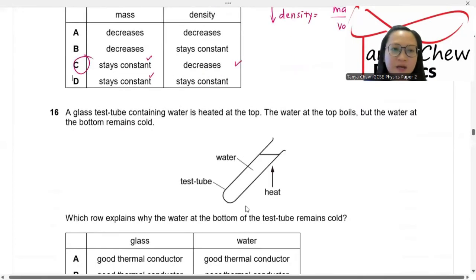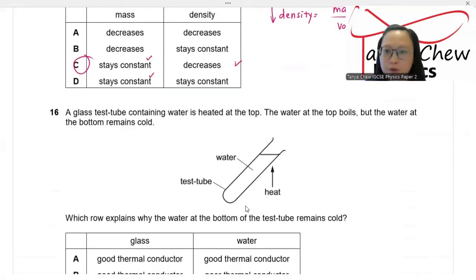Now, question number 16. A glass test tube containing water is heated at the top. The water at the top boils, but the water at the bottom remains cool. This is a very cool experiment. You should do it in school. You just stir it a little bit, and you could place some ice cubes at the bottom, and you boil it. You place the Bunsen burner close to the surface of the water. You can see magic occur. Even though bubbles have already formed at the top of the water, you could see that below, in the test tube, the ice cubes are not melted.